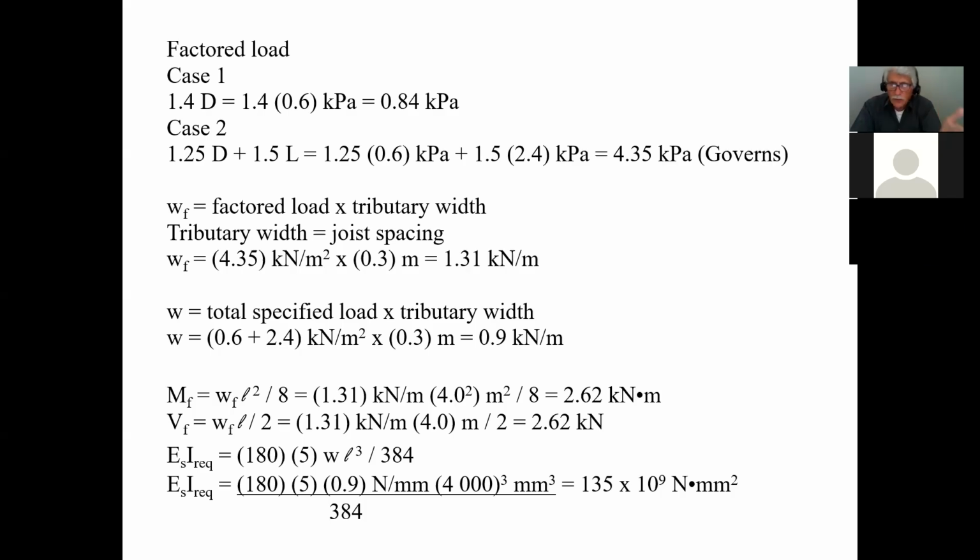In other words, if you're designing a floor for your parents' house and they know they're going to be putting some nice ceramics on the floor, or they're going to be attaching gypsum underneath to finish the room below your floor, then you should use minimum L over 360. Okay, thank you. You're welcome.